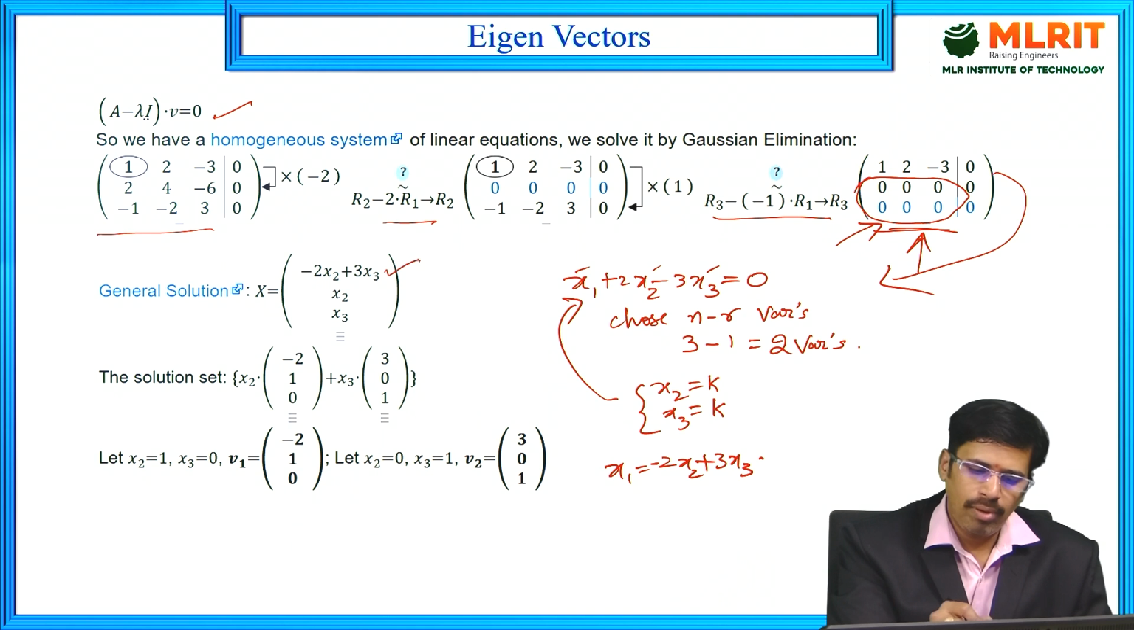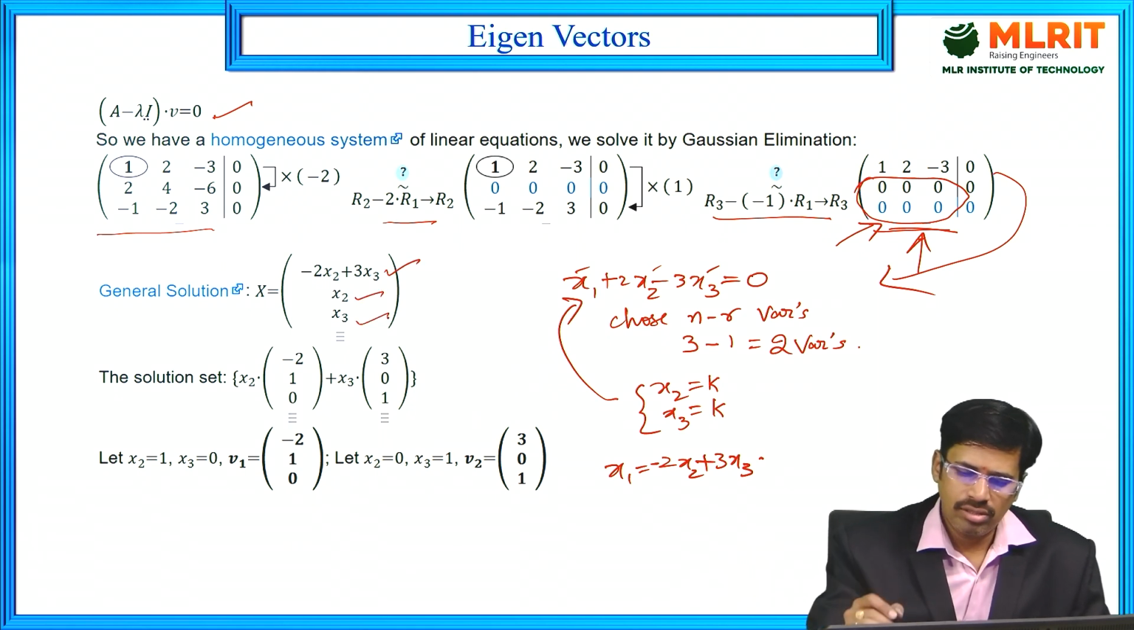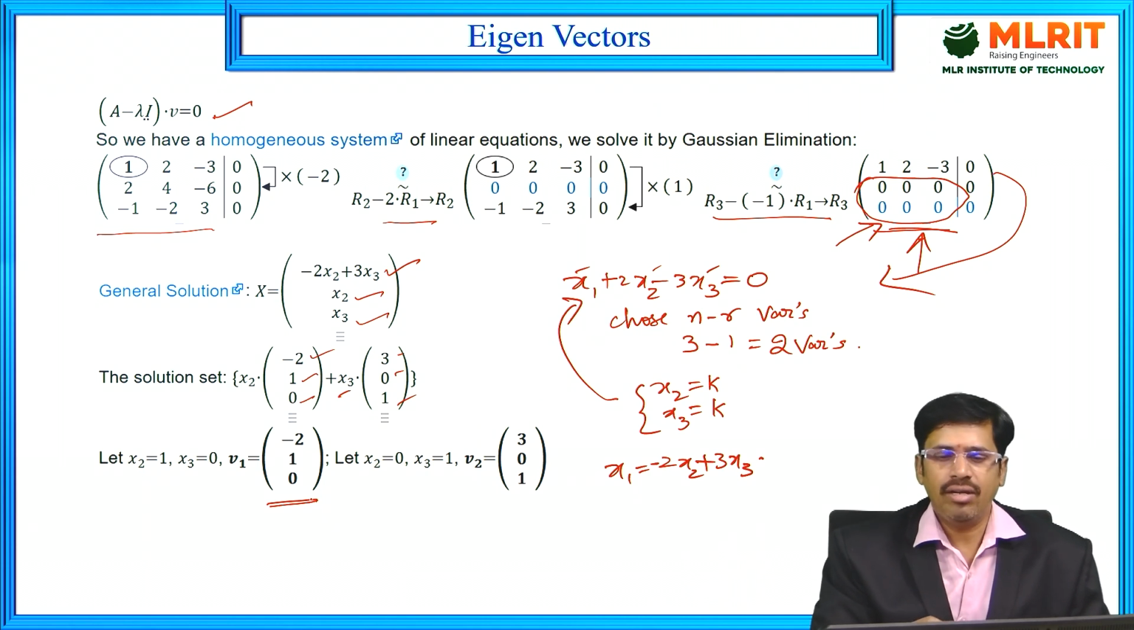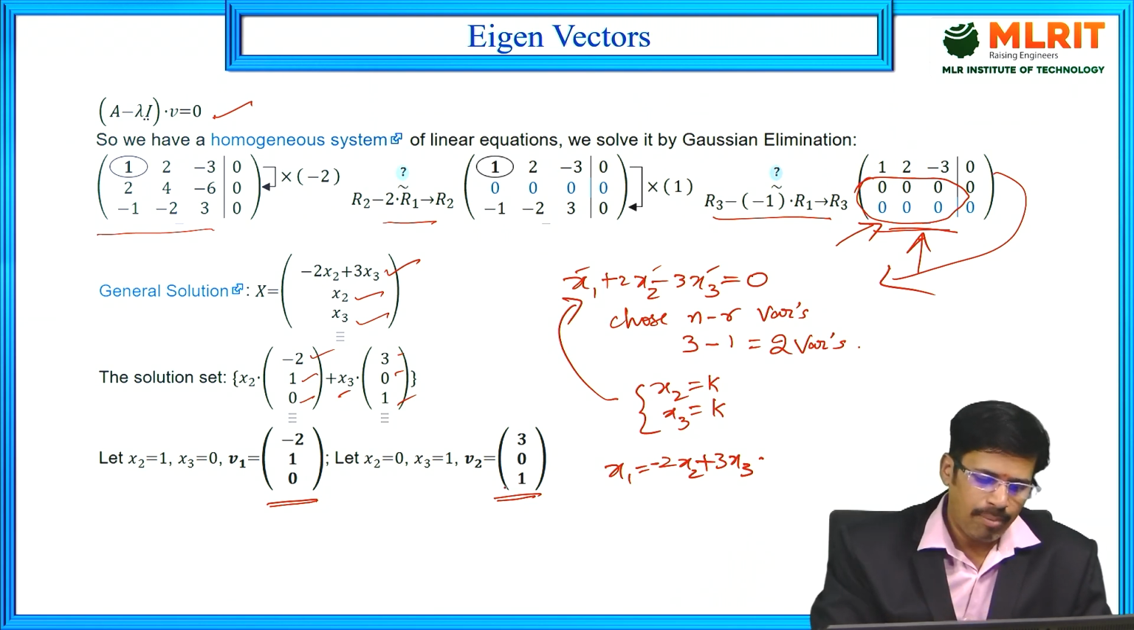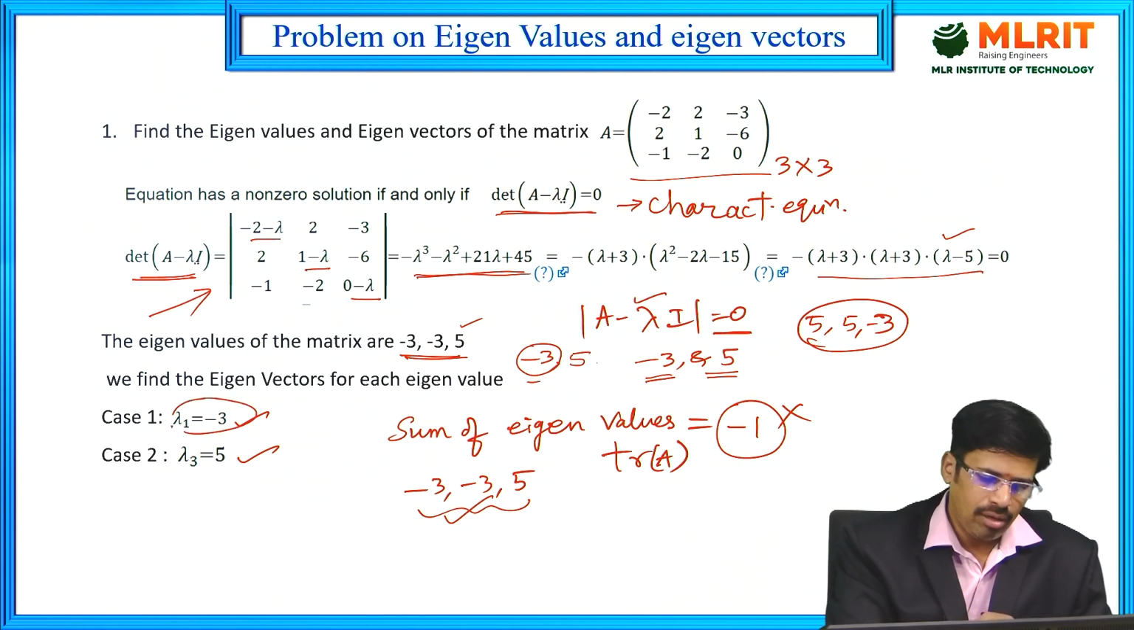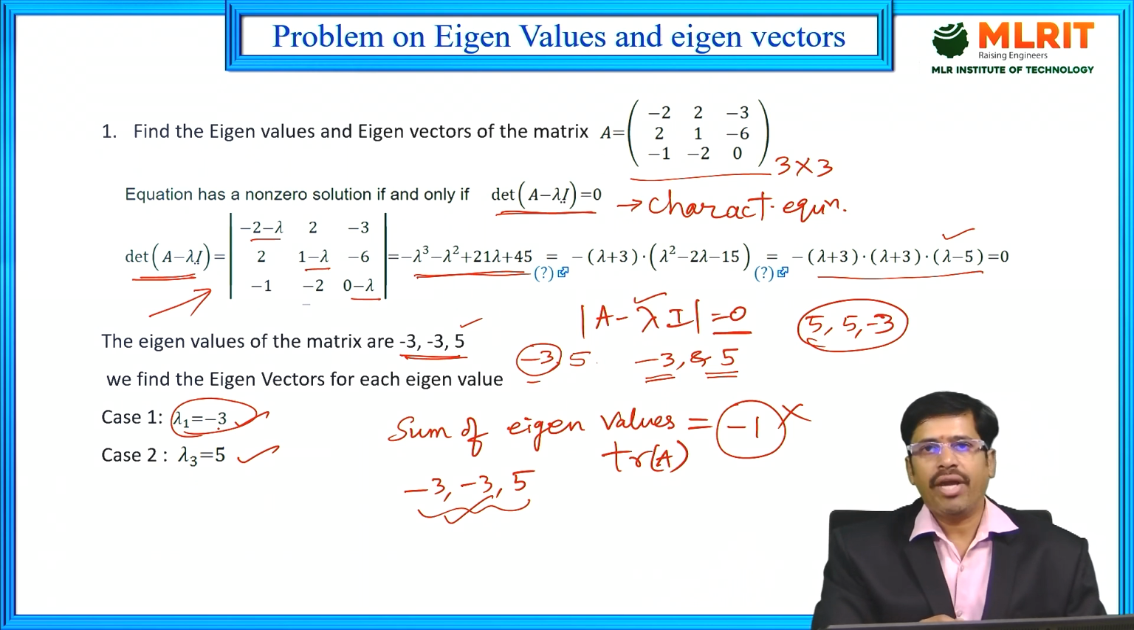So minus 2x2 plus 3x3 is x1, this is x2, this is x3. Among this we can write, first take x2 common: minus 2, 1, 0, plus take x3 common: we get 3, 0, 1. So the first vector minus 2, 1, 0 is an eigenvector, and 3, 0, 1 is another eigenvector. v1, v2 are the eigenvectors corresponding to lambda equal to minus 3. We got 2 eigenvectors because lambda equal to minus 3 is repeated twice.